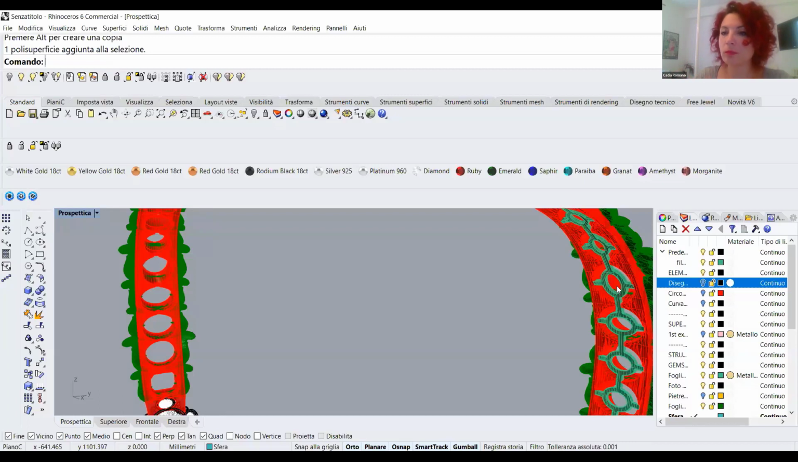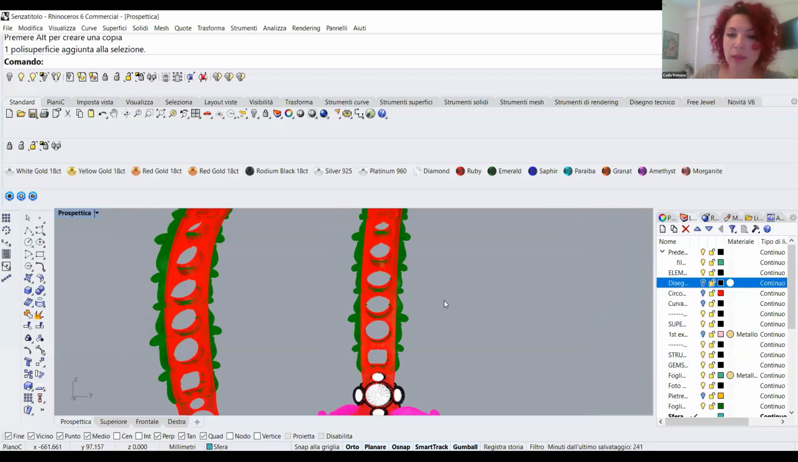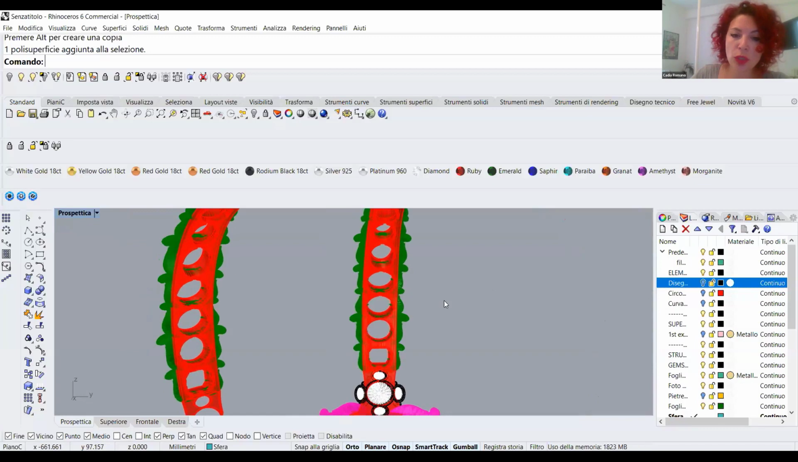In this case, we work with synthetic gemstone, but if we have to use diamond or precious gemstone, we need a lot of light to have a good situation about the metal and the gemstone, and the contrast between metal and the gemstone.